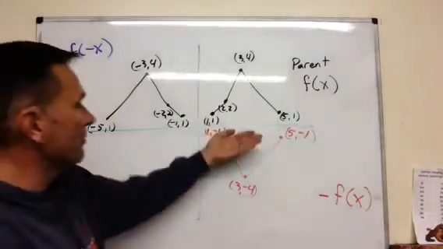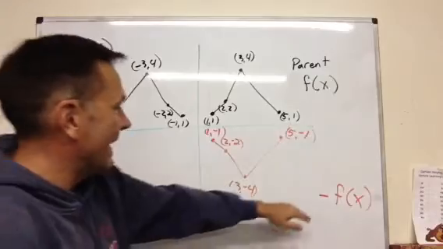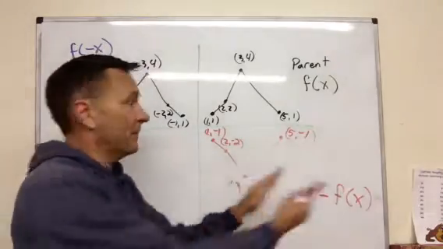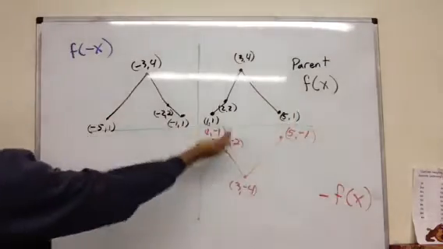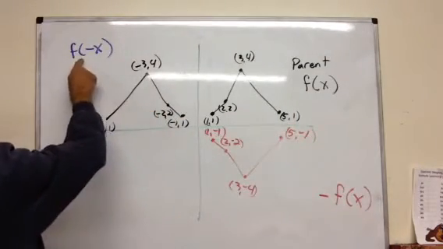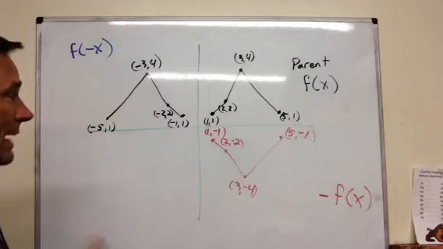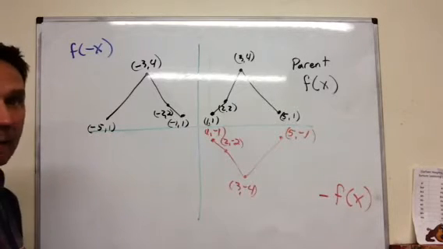So again, when we see flips, when things are flipped upside down, it becomes negative f of x. If things are flipped across the y-axis, left to right, then it's f of negative x. So you want to keep that down. If you need to, make a copy of this graph.